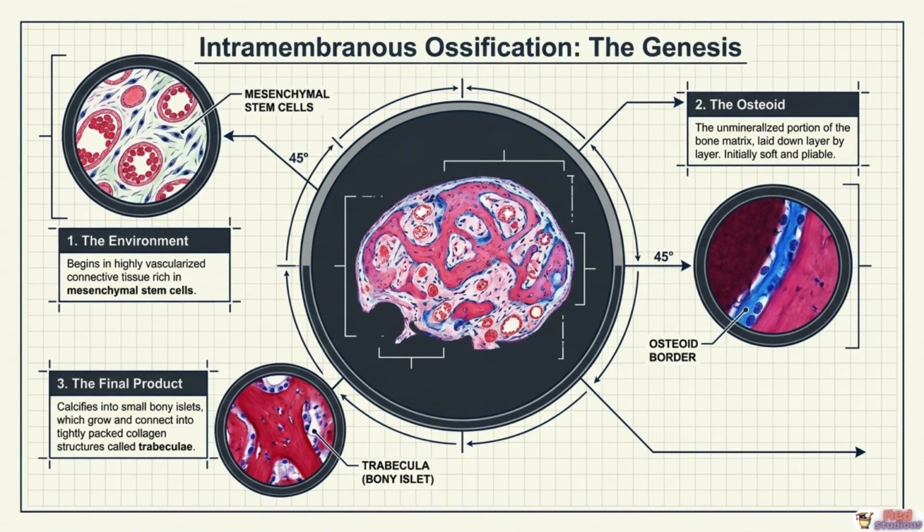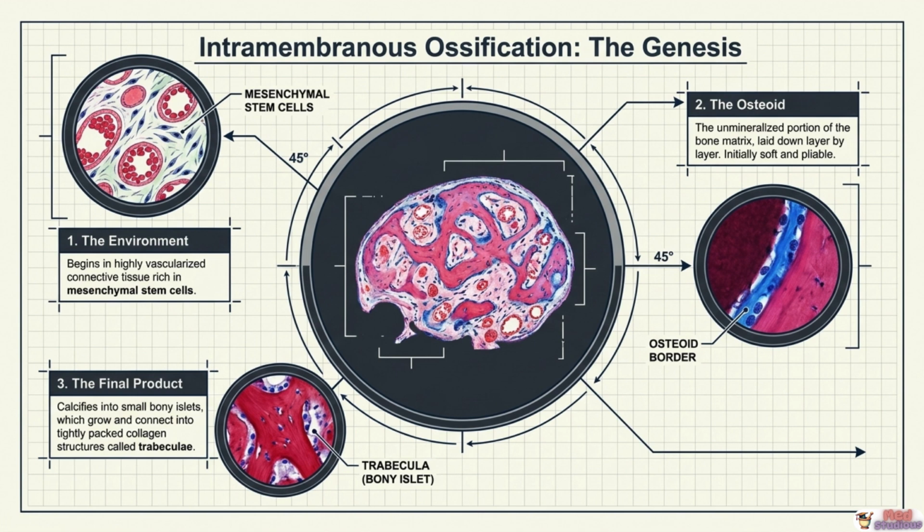Let's now walk through the three-stage process of intramembranous ossification in detail. Stage 1 is the environment. The process begins within highly vascularized connective tissue that is densely populated with mesenchymal stem cells. These are multipotent progenitor cells, meaning they retain the capacity to differentiate into multiple cell types depending on the biochemical signals they receive. The rich blood supply is critical. It will deliver the calcium, phosphate, and oxygen needed to mineralize the future bone.